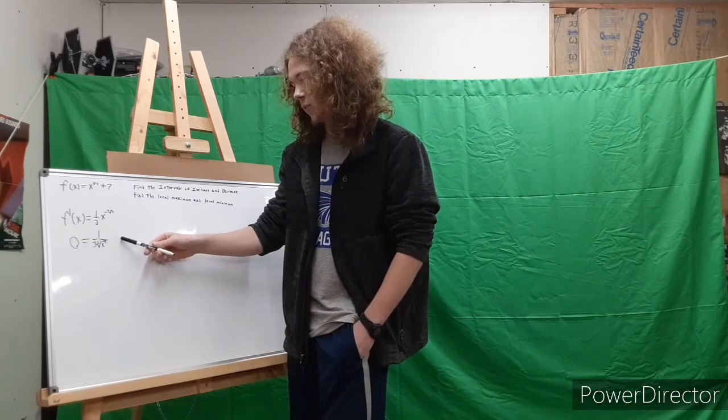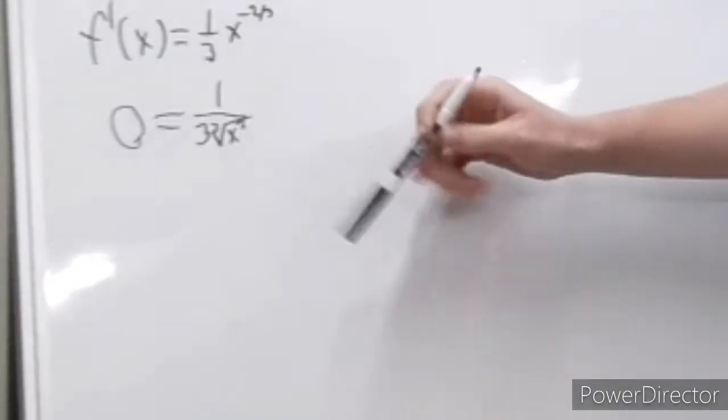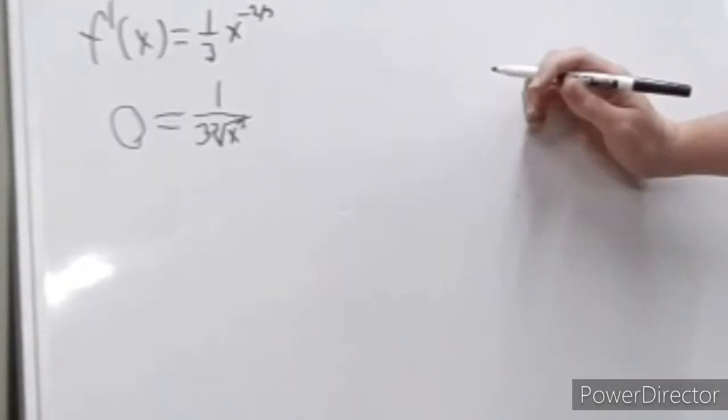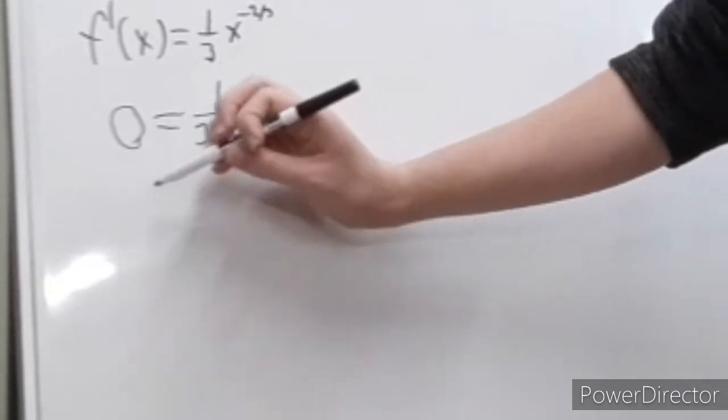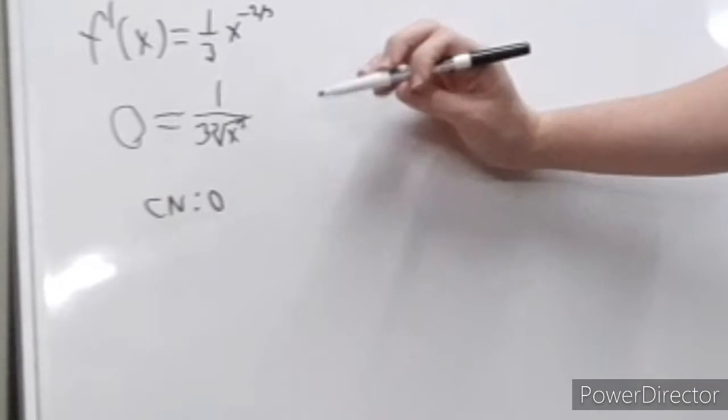So our only critical number would be 0, because if we put 0 in for x, the function is undefined. So our critical number is 0.